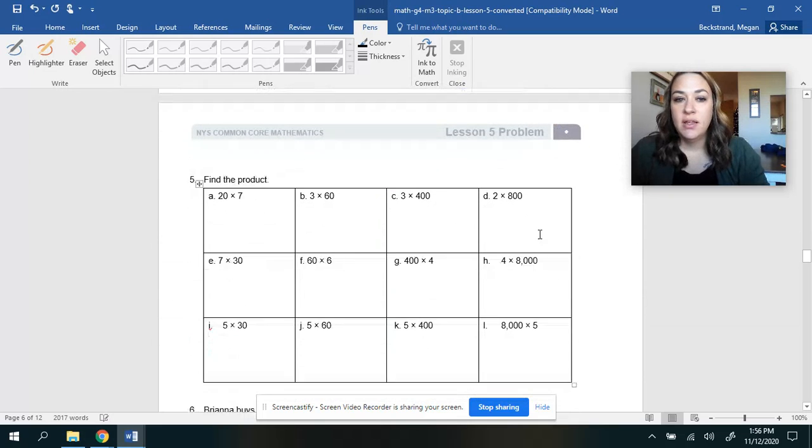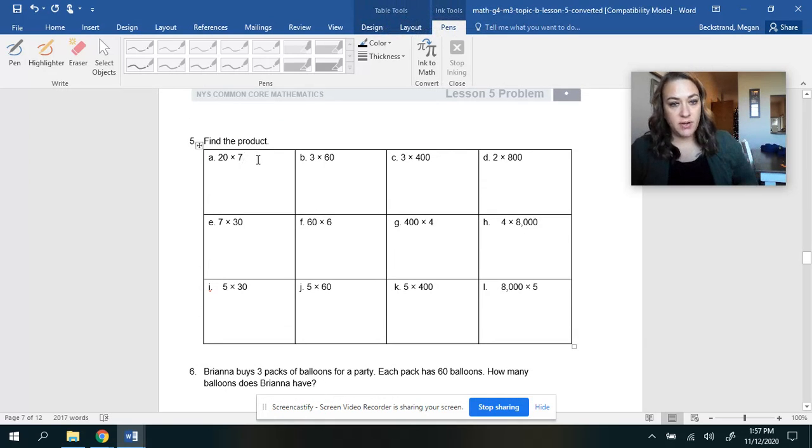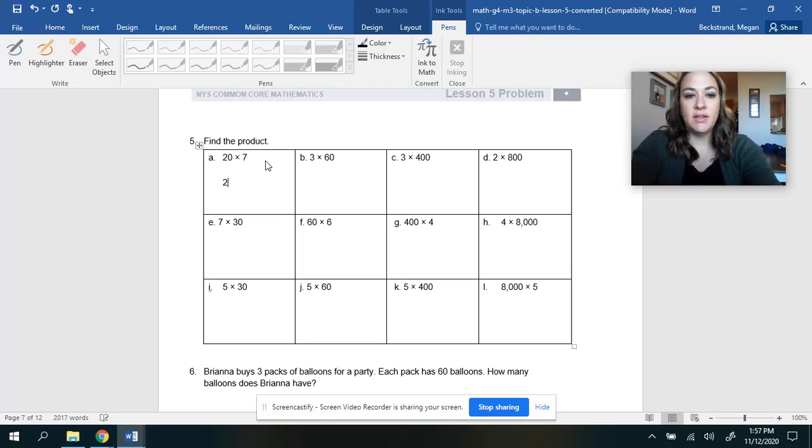Okay. So then we can come down here and it just says find the product. So we're going to use what we just learned. Okay. We're going to think about our place value chart and see if it'll let me type in there. Okay, so if I have 20 times 7, well, that's 2 10s times 7. Going to give me what's 2 times 7, right? Those basic math facts that we've been working on. 2 times 7 is going to give us 14 10s.